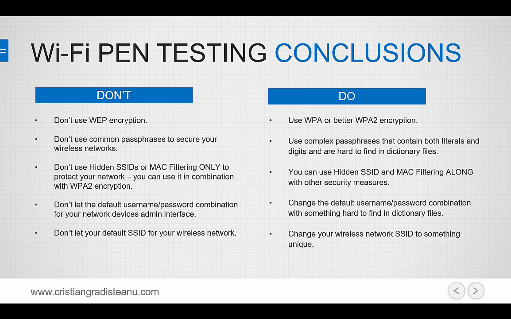The only requirement for a hacker to be able to crack your WEP encryption is to obtain enough IVs, or initialization vectors, from your access point. After that, the cracking process takes less than 5 minutes. Instead, use WPA, or even better, WPA version 2 encryption for your network.